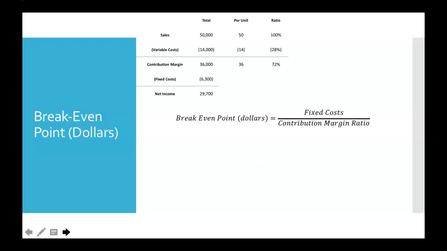Now, you might want to be able to calculate your break-even point in dollars. So that's how much in sales dollars do you need to make to break even. So you'll take your fixed costs divided by your contribution margin ratio. So again, 6,300 but this time divided by 0.72, right? 72% as a decimal gives us that 0.72. So you need to have $8,750 in sales in order to break even.